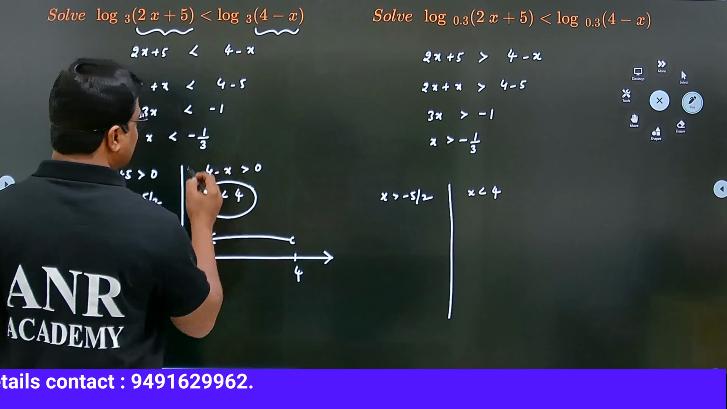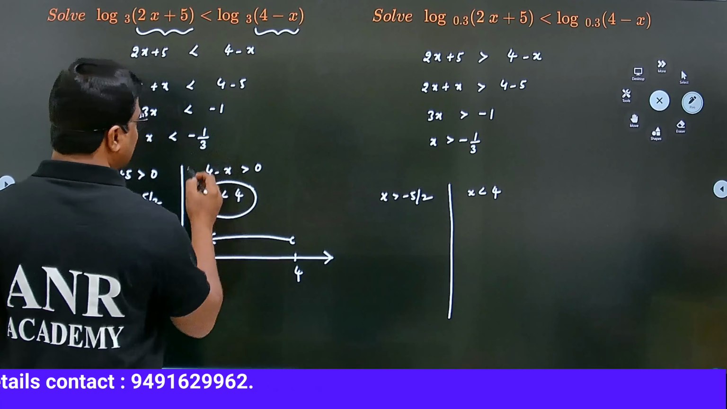Next, x value more than minus 5 by 2. Minus 5 by 2 is minus 2.5. The values are more than this, the right part. So common values of these three, x less than 4, x more than minus 5 by 2 and x less than minus 1 by 3. The three common values we get here. So the answer is x belongs to minus 5 by 2 comma minus 1 by 3 with open brackets.